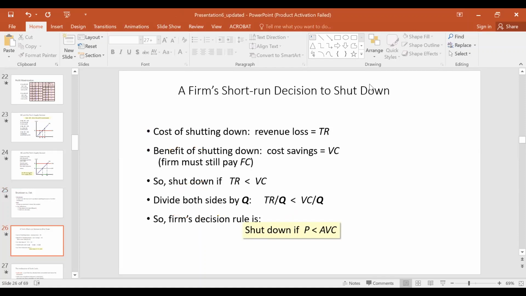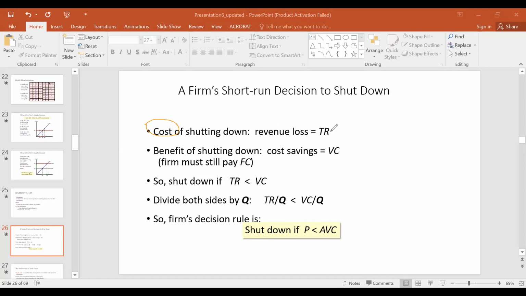Now, please pay attention. This slide can be tricky. We want to find out the condition under which a firm will decide to exit or under which a firm will decide to shut down. Of course, you compare the benefits to the cost and make the decision. So let's take a look. When you shut down in the short run, of course, you are producing zero. So what is the cost? You are losing out on revenue. You lose revenue. It's the cost of shutting down.